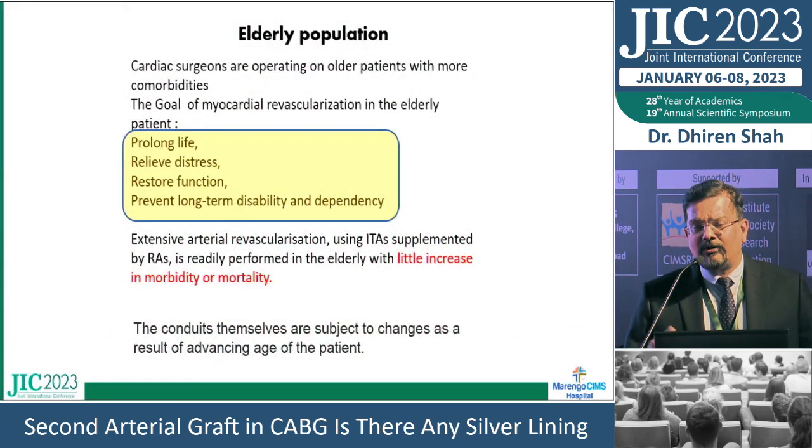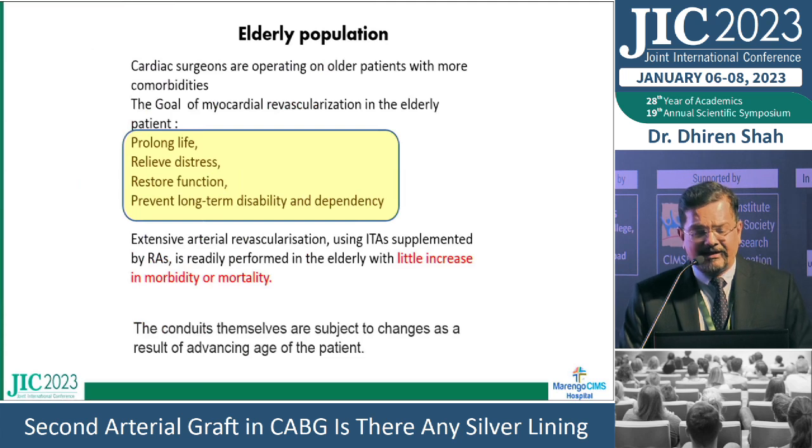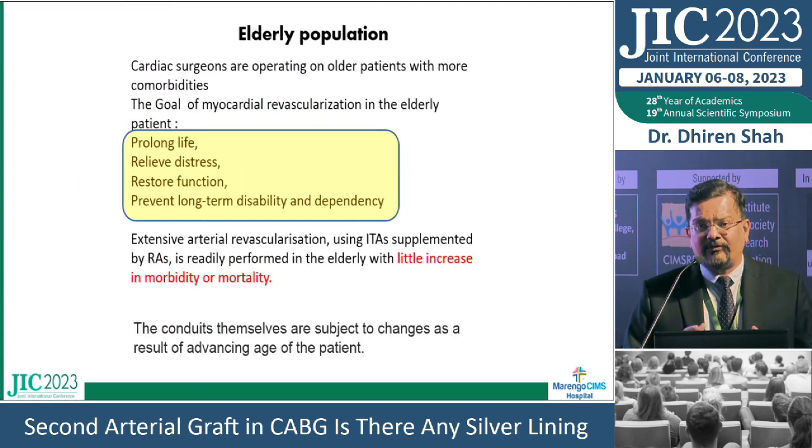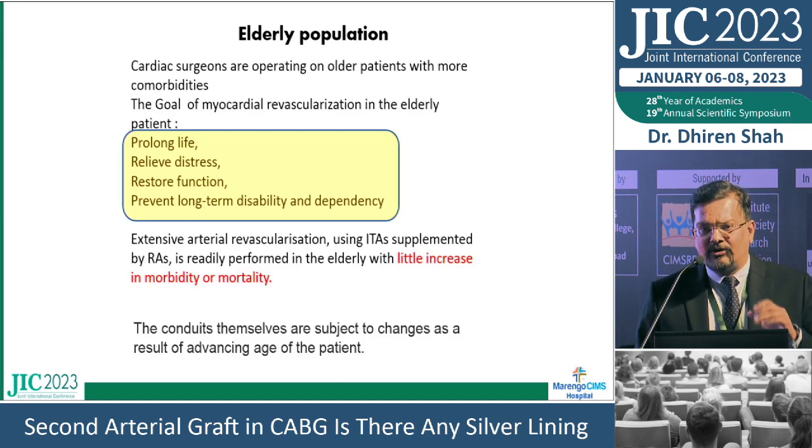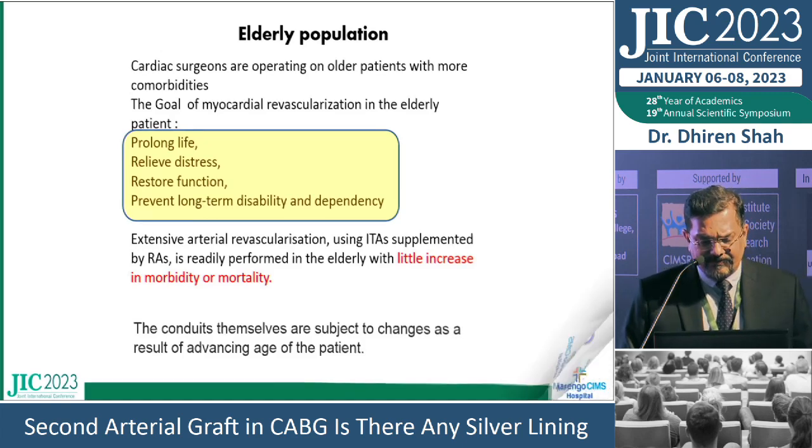Similarly, more and more elderly patients we are operating nowadays. And the purpose of doing a bypass surgery in an elderly patient is to prolong life, relieve distress, restore function, and prevent long-term disability and dependency. So in that scenario, yes, if you can give more arterial grafts, it's better, but achieving bilateral mammary or total arterial bypass grafting is not the aim in this category of patients.